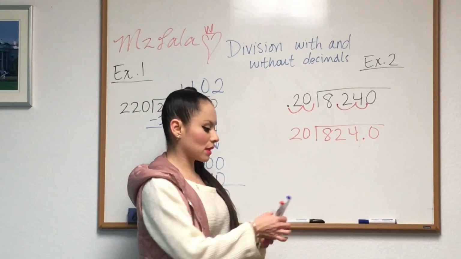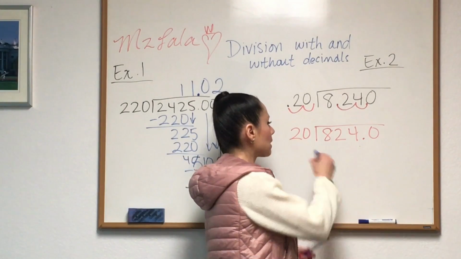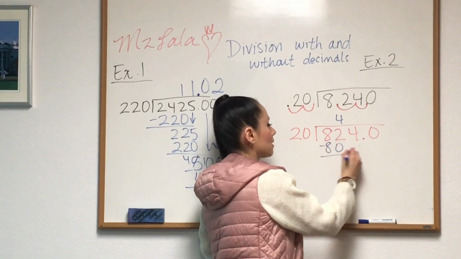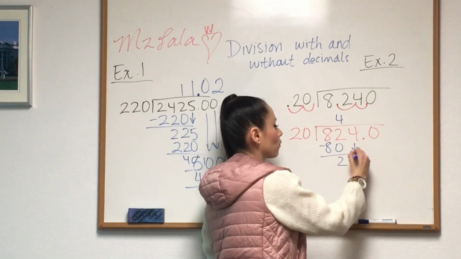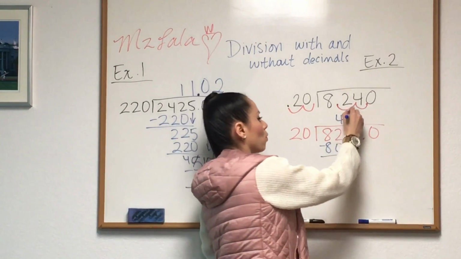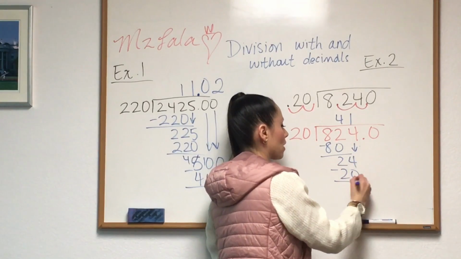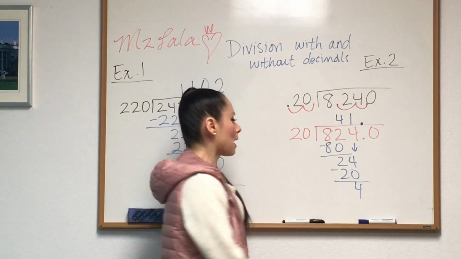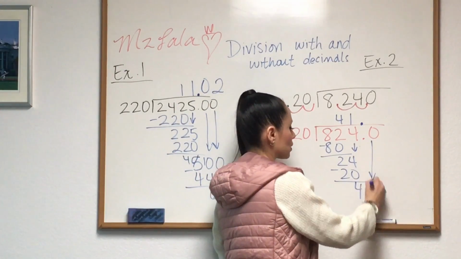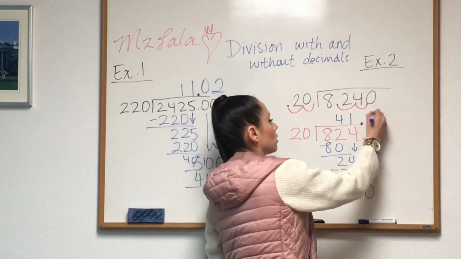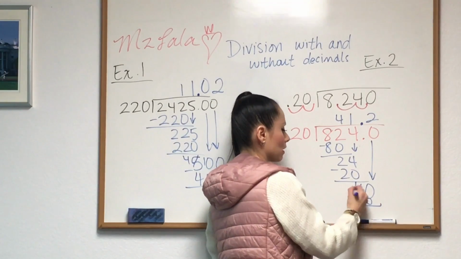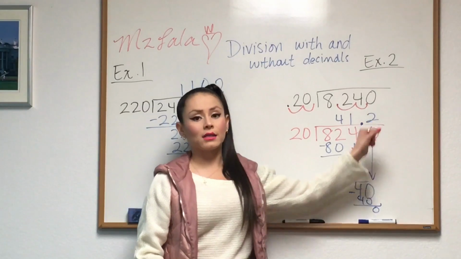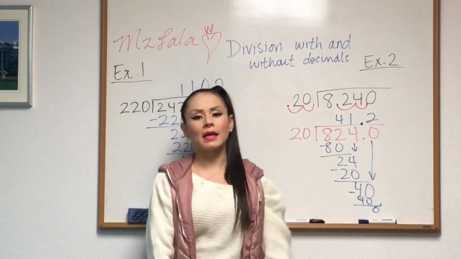And now we're going to divide. 20 goes into 8 no times, but into 82 it's going to go in 4 times. So that's going to be 80. We have 2 left over. We bring down the 4. 20 goes into 24 one time. That's going to be 20. You have 4 left over. Then it's the decimal. Remember, bring it up. You always want to line it up. And now we can bring down this 0. 20 goes into 40 2 exact times with no remainder. And your answer is 41 and 2 tenths, 41.2.